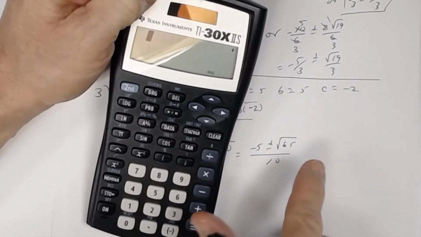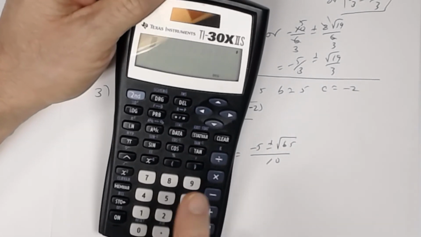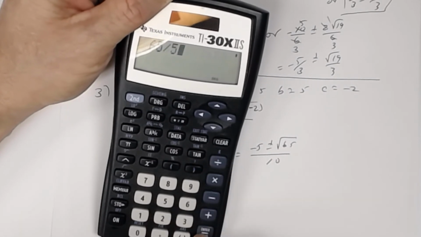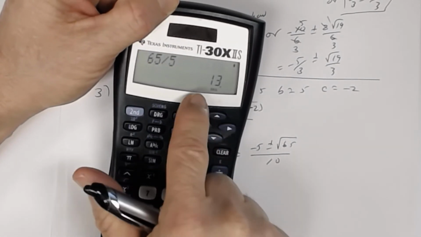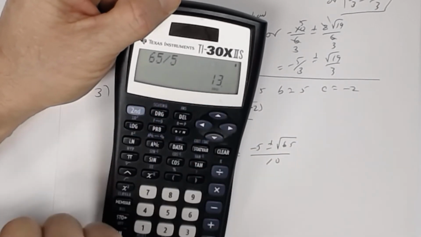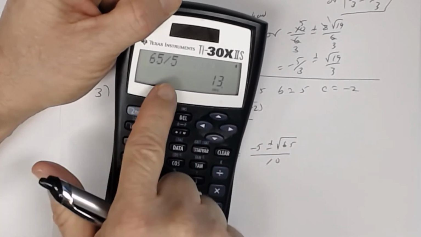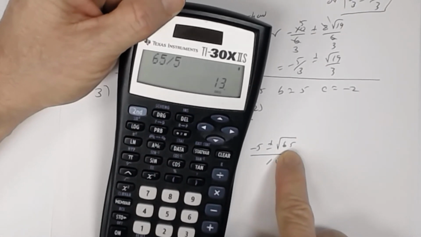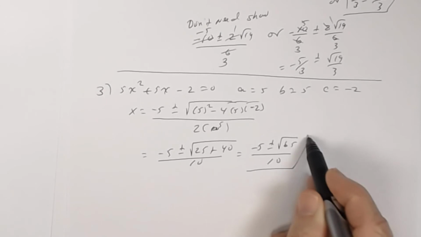So what I would do is this. I know 5's not a perfect square, but let me see what I get when I divide by 5. When I divide 65 by 5, I get 13. Well, 13's a prime number and 5's a prime number, so I can't do anything further with that. So that's all you can do. The square root of 65 cannot be simplified. And so there's your answer.